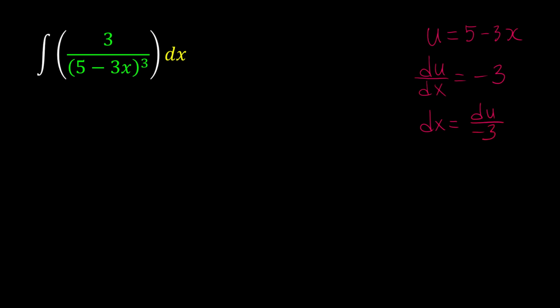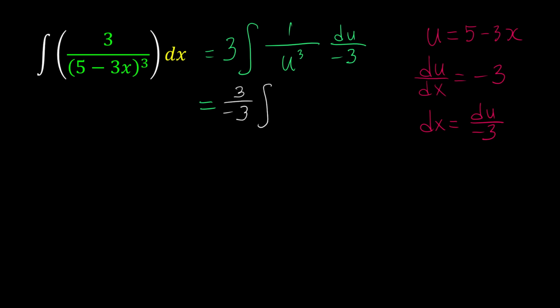Then we can start. We take out the 3 first. So we have 3 times the integral of 1 over, but this is replaced by u for now, right? So it becomes u power of 3, and dx is replaced by du over negative 3. Then we're going to simplify. Can you see this is ugly? So we can take it out. 3 over negative 3 times the integration of 1 over u power of 3 du.